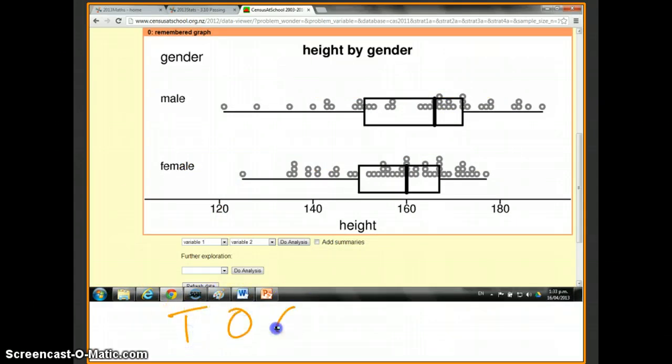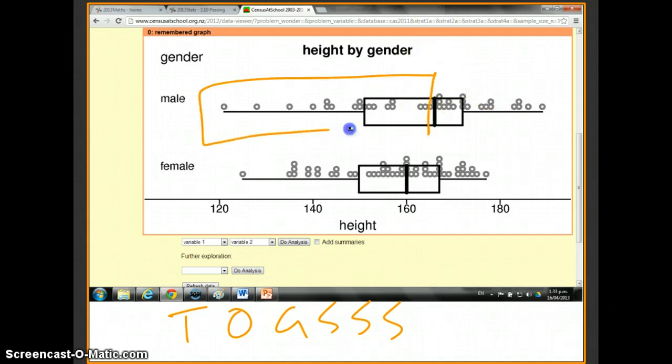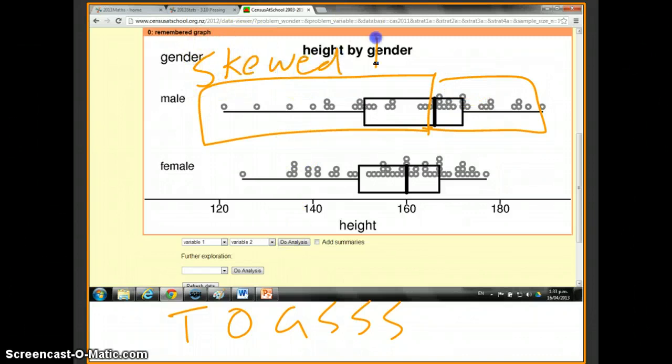So, TOGSSS. Okay, this here, can you see the length of that compared to the length of that? So that's skewed to the left. Okay. Now, we don't have an outlier here, do we? Because they're actually quite evenly spread. But there's a bit of a gap here. A little bit of a gap there.